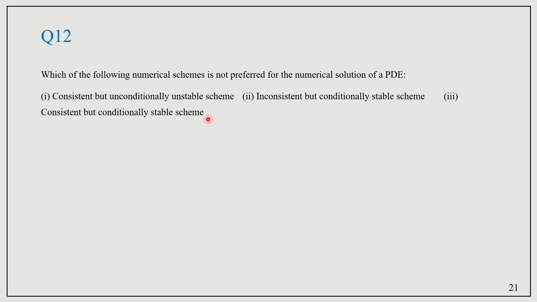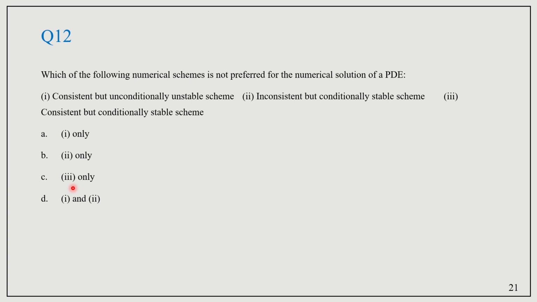In the question we are asked to identify which of the following schemes is not preferred. So the answer is 1 and 2. We will look at the options. Option A, 1 only. Option B, 2 only. Option C, 3 only. Option D, 1 and 2. So we now know the answer is option D. Sorry, option D, 1 and 2 only is the right answer.